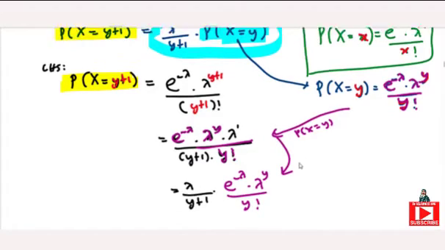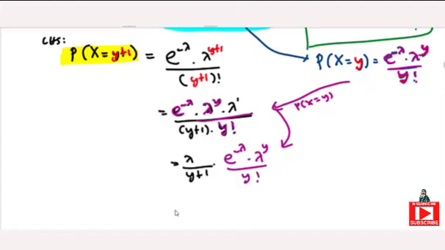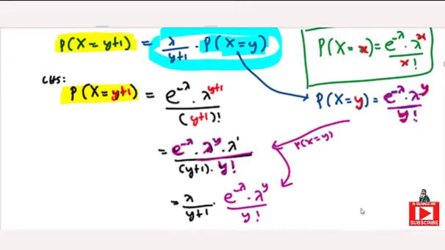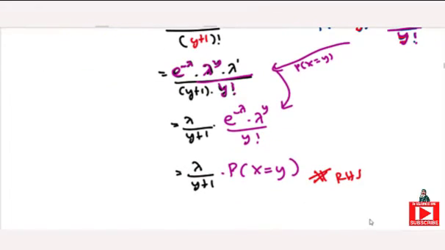Okay, this is equal to lambda over y plus 1 times P(X = y). Yes, so this one is shown the same as the right hand side. Okay, shown. Okay, done for the first part.